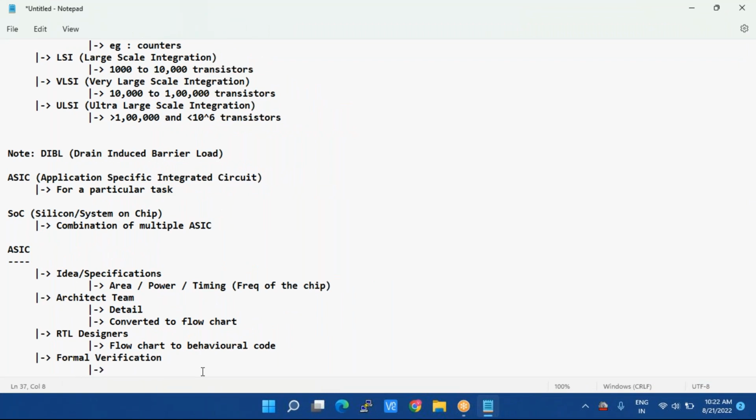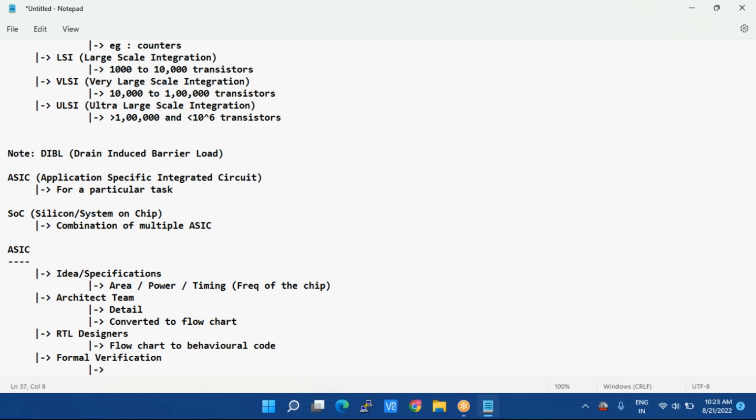Coming to formal verification. In this particular formal verification, with respect to certain test codes, your behavioral code will be cross-checked whether it is following the specifications provided or not. That means here my major focus will be with respect to the functionality, whether it is following each and every part or not. Clear? So with respect to that particular functionality, I'm cross-checking it.